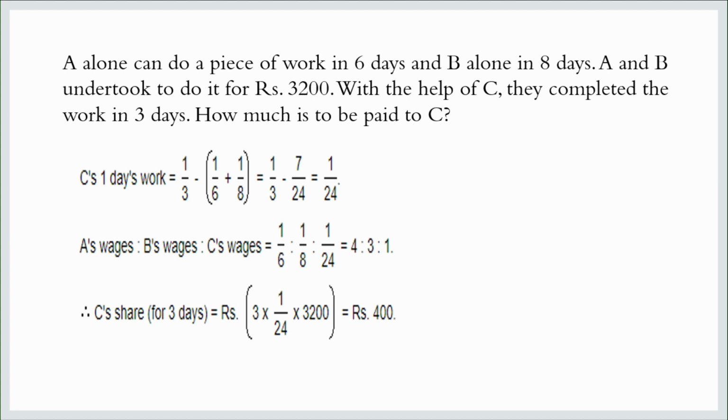A can do a piece of work alone in 6 days. B can do the work in 8 days. A and B undertook the work for 3,200 rupees. With the help of C, they complete the work in 3 days. How much is to be paid to C?